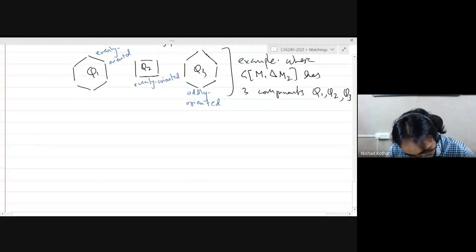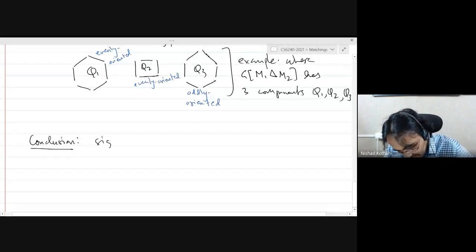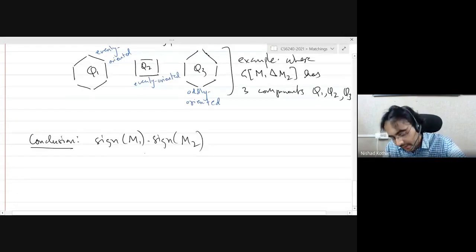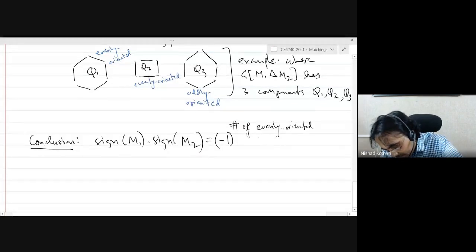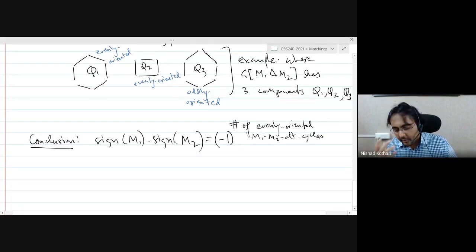Right. So the conclusion is that here is one way to write this. Sign of M1 multiplied by sign of M2 is equal to -1 to the power the number of evenly oriented M1, M2 alternating cycles. So it's implicit that we are looking at the graph induced by those edges, and we are looking at how many cycles are evenly oriented, right?